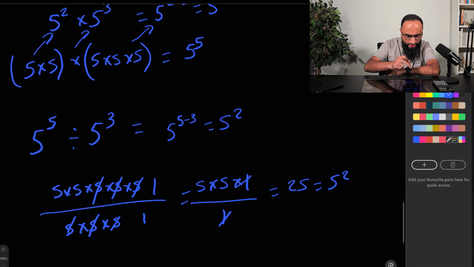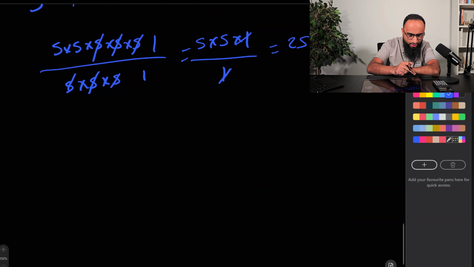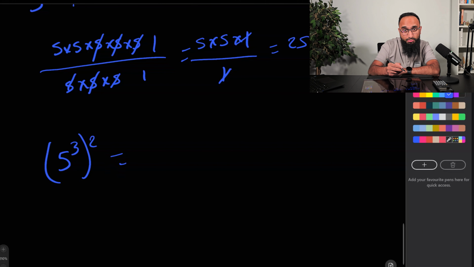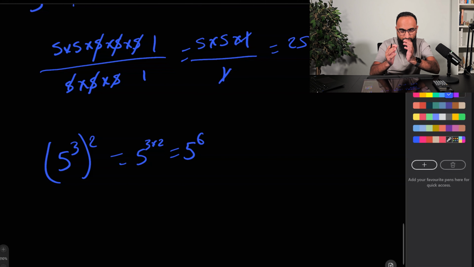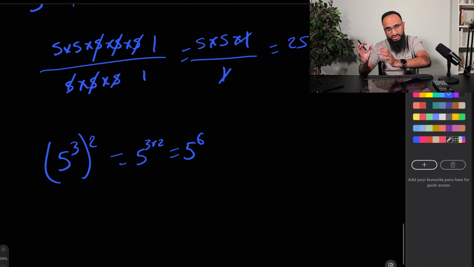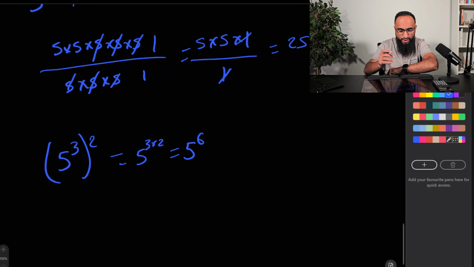And then the only other order that we should cover is if you've got a case of 5 cubed and then all of that squared, then here you'd multiply the 3 and the 2. So it's like saying 3 times 2, which is 5 to the power of 6. And that also makes sense because what you've got is 5 to the 3, so 3 lots of it, and then timesing it by itself, which is what you're doing by squaring.